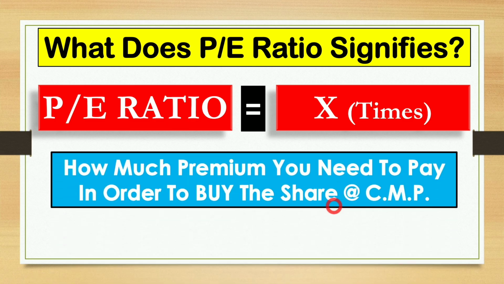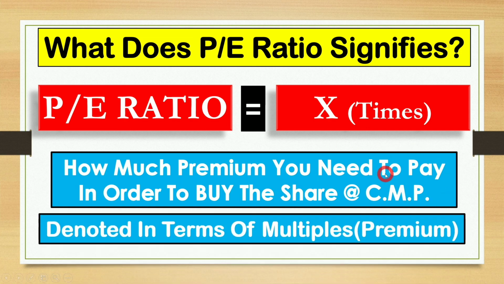PE ratio simply means how much premium you need to pay in order to buy the share at the current market price. So first question, why do you need to pay a premium to buy a share? Simply because you are buying a share only once and you are going to reap its benefits like dividend and growth in the company for as long as you want.